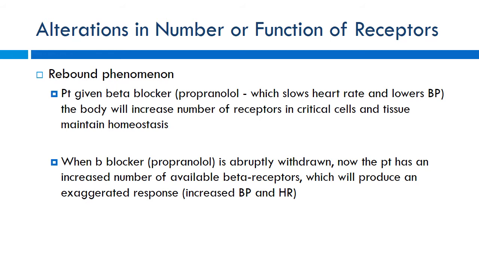So if you gave a beta blocker like propranolol to a patient, say over 6 months or so, and you were to abruptly cut them off cold turkey, they would end up having a more exaggerated response because they have more of those receptors that can be hit by those endogenous ligands.